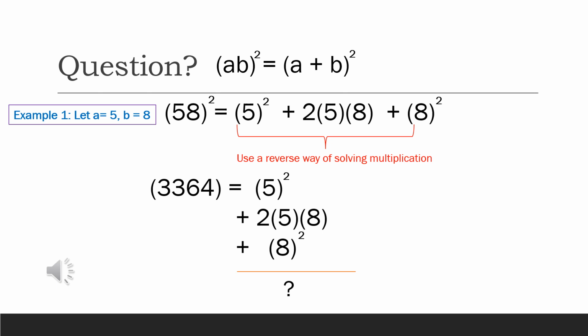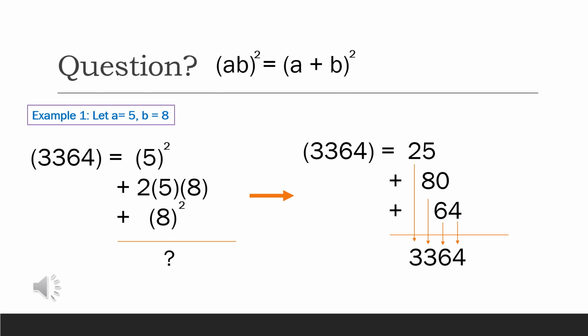And then use the reverse way of solving multiplication on the other side of this equation, which is 5 squared plus 2 times 5 times 8 plus 8 squared. So 5 squared is equal to 25, plus 2 times 5 times 8 is equal to 80, plus 8 squared is equal to 64. And then instead of indenting to the left as in our usual multiplication method, we just reverse it and indent to the right.